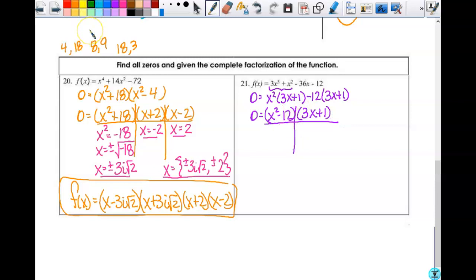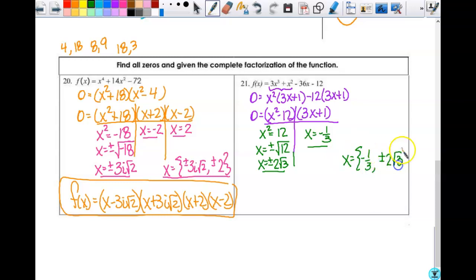Solve these. So this would give me x squared equals 12. So x equals plus or minus the square root of 12. Then I have to simplify that. So 12 is 4 times 3, so that's 2 square roots of 3. And then this becomes x equals negative 1/3. So my zeros then, I have negative 1/3 and plus or minus 2 square roots of 3.